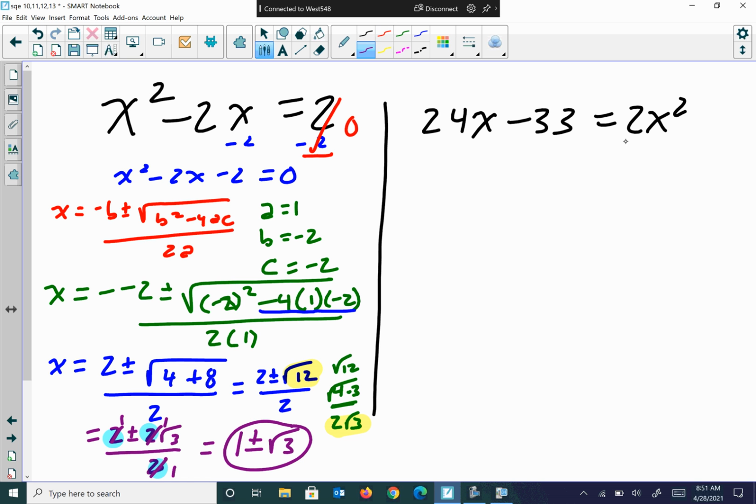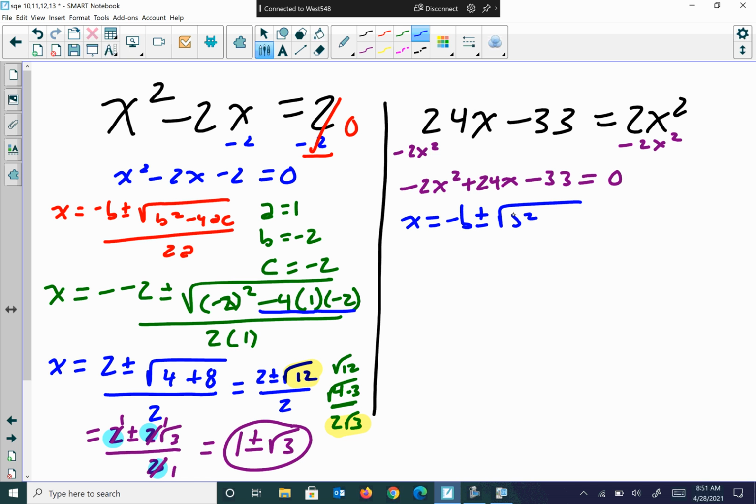So I'm going to go minus 2x squared, minus 2x squared. So that gives me negative 2x squared plus 24x. Wait, where'd that plus come from? There wasn't a sign in front of 24x, so it's got to be positive. Equals 0. A-okay? All right. We know that x is equal to negative b plus or minus the square root of b squared minus 4ac. Oops.